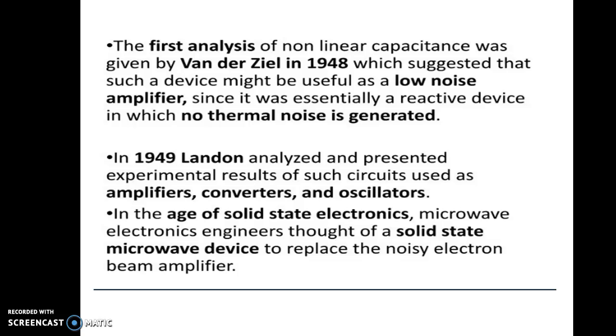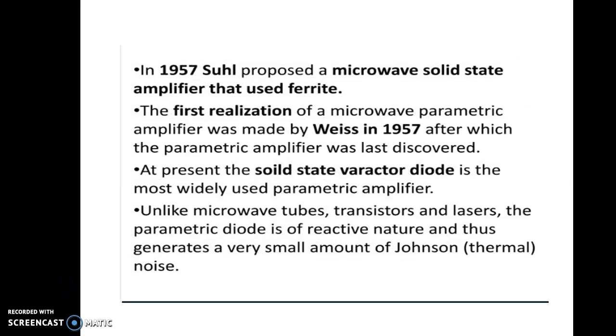In the age of solid-state electronics, microwave engineers thought of a solid-state microwave device to replace the noisy electron beam amplifier. In 1957, Suhl proposed a microwave solid-state amplifier that used ferrite. The first realization of a microwave parametric amplifier was made by Weiss in 1957, after which the parametric amplifier was discovered. At present, the solid-state varactor diode is the most widely used parametric amplifier.